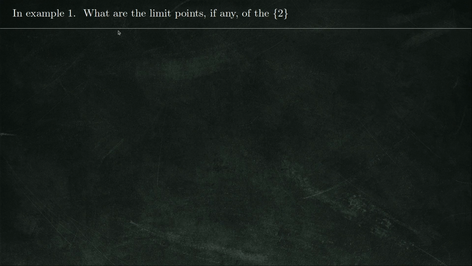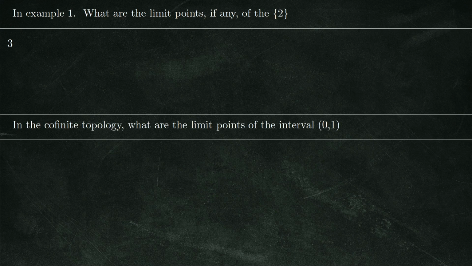What are the limit points, if any, of the point 2? Well, the answer is just 3. The only open sets containing 3 are X and {2, 3}. Both of those intersect the point 2. Nice and easy. On your own, in the cofinite topology, what are the limit points of the interval (0, 1)?